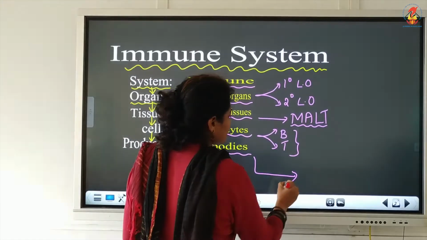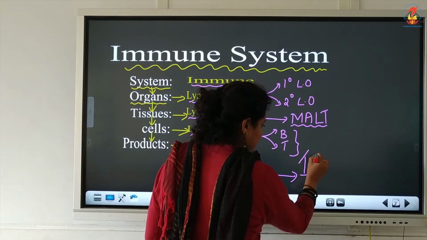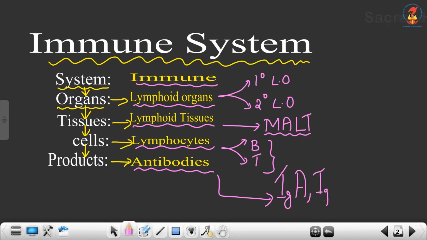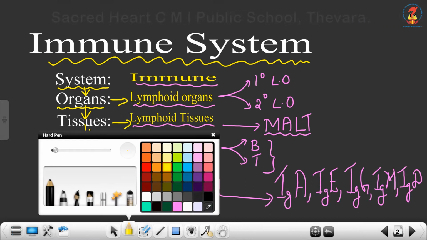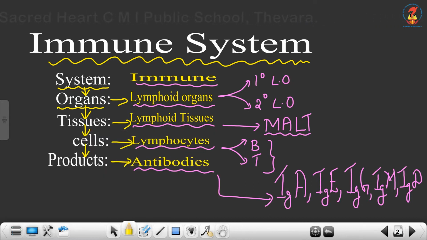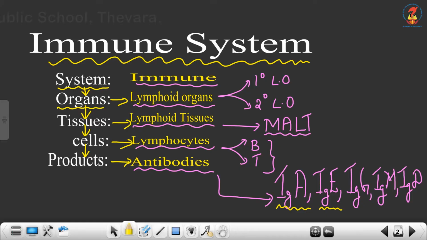Now the antibodies, the different types of antibodies are IgA, IgE, IgG, IgM, and IgD. Of these 5 antibodies, the 12th standard NCERT textbooks make a mention of 2 of these antibodies in 2 different chapters. So I bring these 2 antibodies with their role.